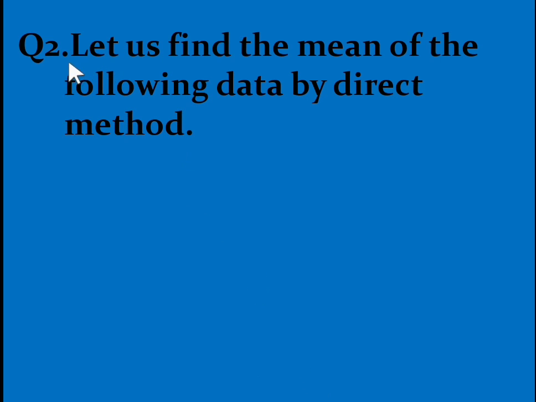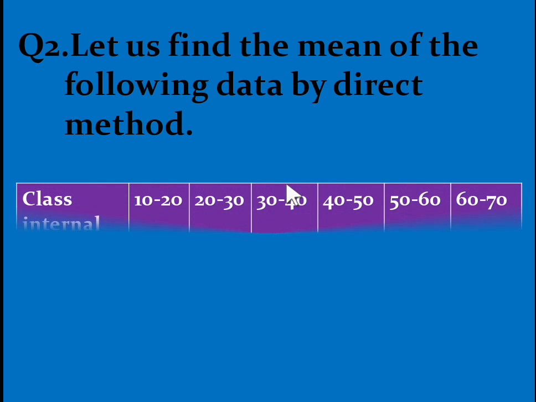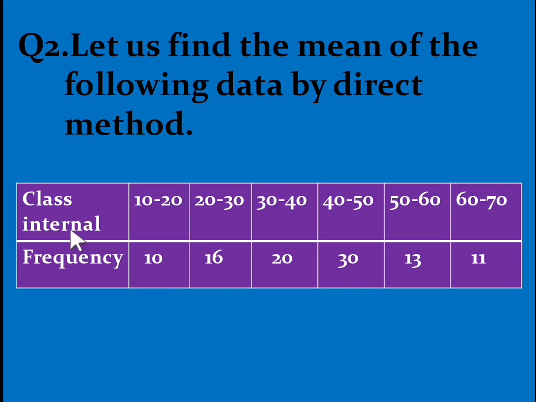Question number 2. Let us find the mean of the following data by direct method. Class interval 10 to 20, 20 to 30, 30 to 40, 40 to 50, 50 to 60, 60 to 70. Frequencies are given 10, 16, 20, 30, 13, 11. Let's solve this problem.